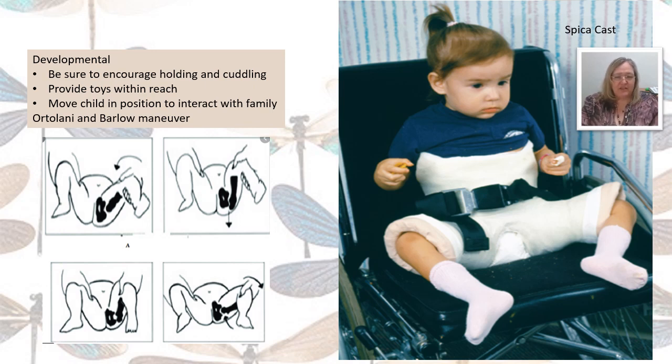So the Ortolani and Barlow maneuver are also shown here. It's a skill that takes a little bit of practice to get it right, and so that's why sometimes the baby gets diagnosed later and the early diagnosis is missed, because it's easy to not do this maneuver properly and therefore miss the dysplasia.